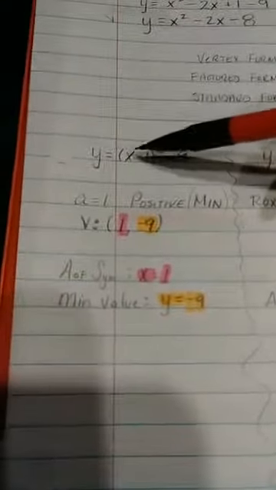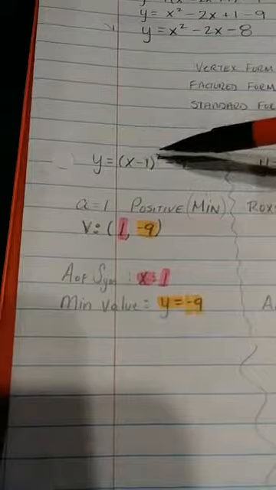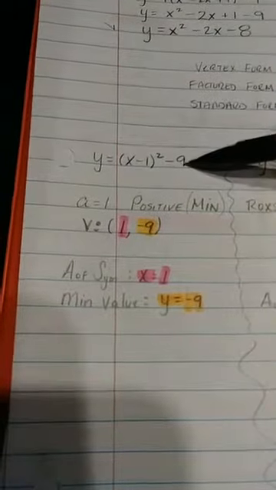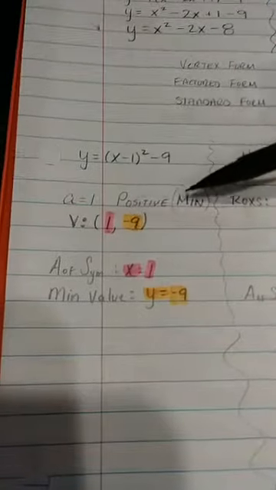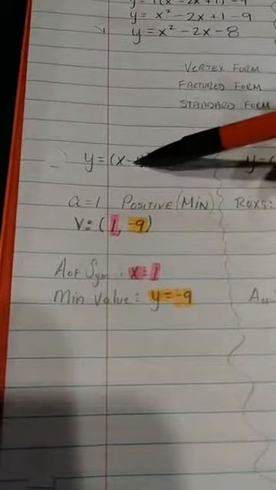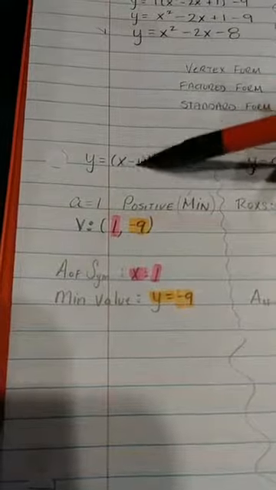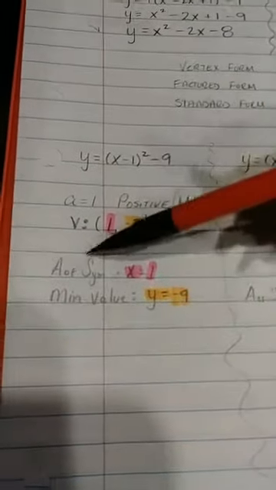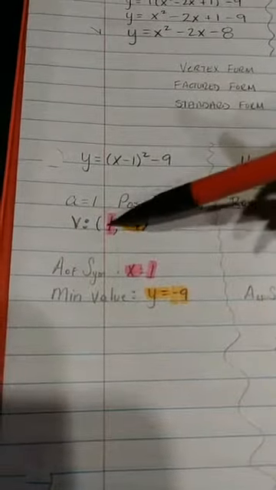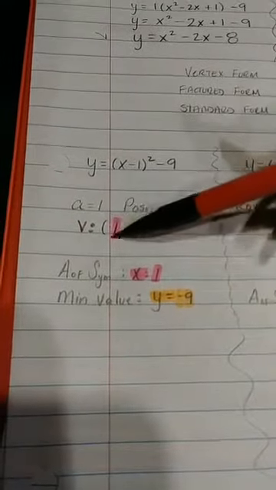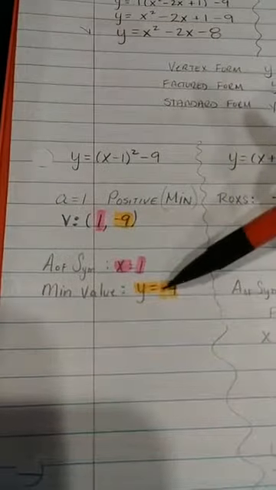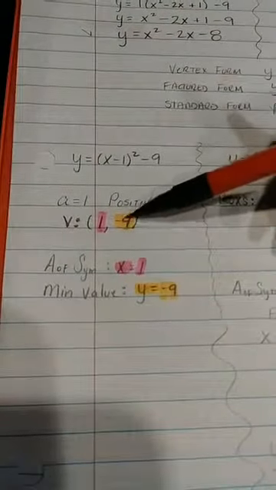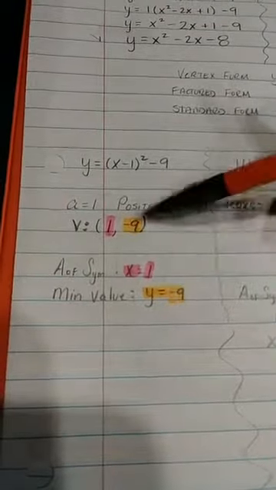Now, let's come down here. Y equals x minus 1 quantity squared minus 9. This is your vertex form. What do we know? That the a value is 1. It's positive, so this is a minimum. The vertex would be 1, negative 9. Always change this value. The axis of symmetry would be 1 because that's this number. It's always the first number inside the parentheses of the vertex. The minimum value is negative 9. And we know this is a minimum. Why? Because a is positive.